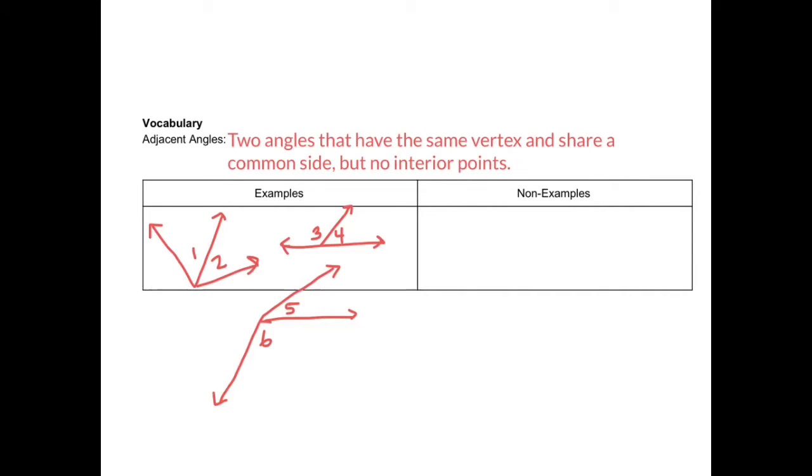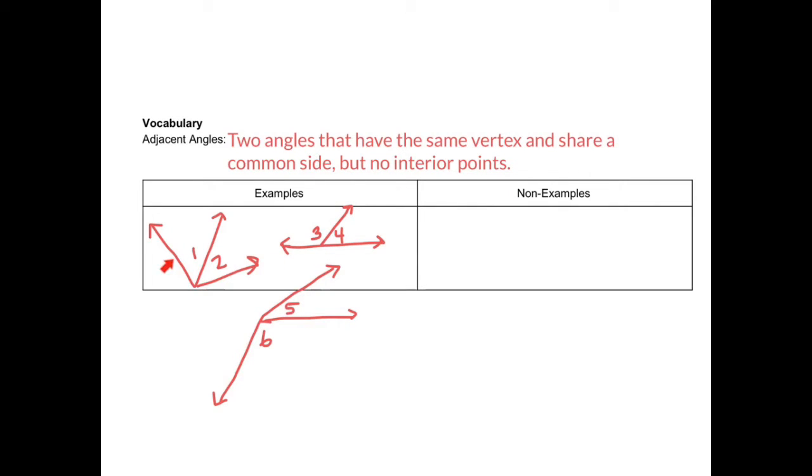points. Here are three examples of adjacent angles. They have the same vertex. They're sharing this vertex here for angles 1 and 2. They have a common side, this ray right here, and there are no interior points. Same with angles 3 and 4. They share this vertex here and that common side, this ray here, and same thing for 5 and 6.